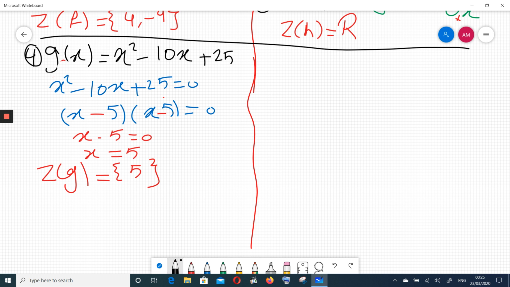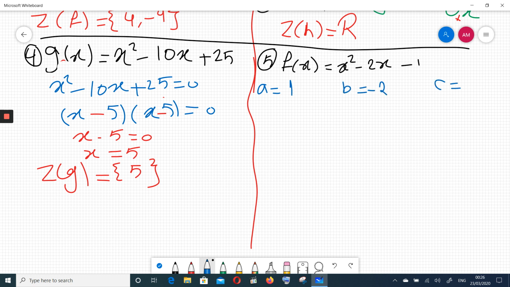Example number 5. f of x equals x power 2 minus 2x minus 1. By using the general formula as we took in the first unit, we put the value of a equal 1, b equal negative 2, and c equal negative 1. a is the number beside x power 2, or we call it the coefficient of x power 2. b is the number beside x, and this is negative 2, the coefficient of x. And the last number, the number without any letters, is c, negative 1.